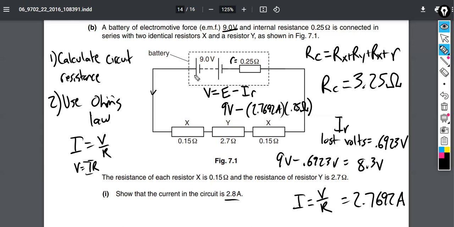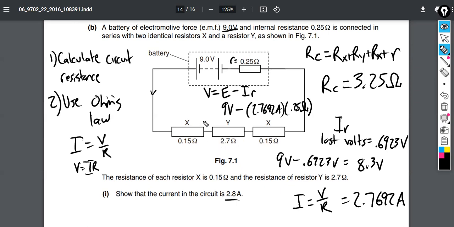Even though it's a 9-volt battery, there's only 8.3 volts available at the terminal ends of the battery to power the external resistors. We are losing 0.7 of a volt thereabouts by driving that much current.